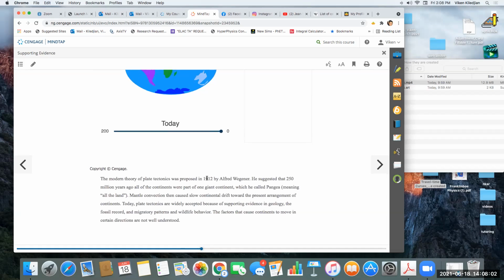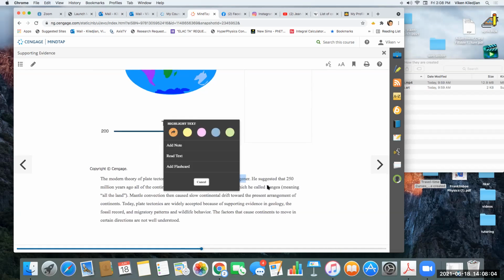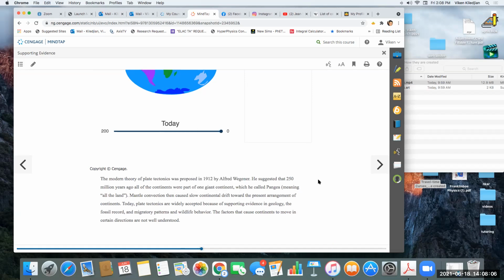This was proposed in 1912 by Alfred Wegener. He suggested that 250 million years ago, all of the continents were part of one giant continent, which he called Pangaea, meaning all the land. Mantle convection then caused slow continental drift, until the present arrangement of continents.